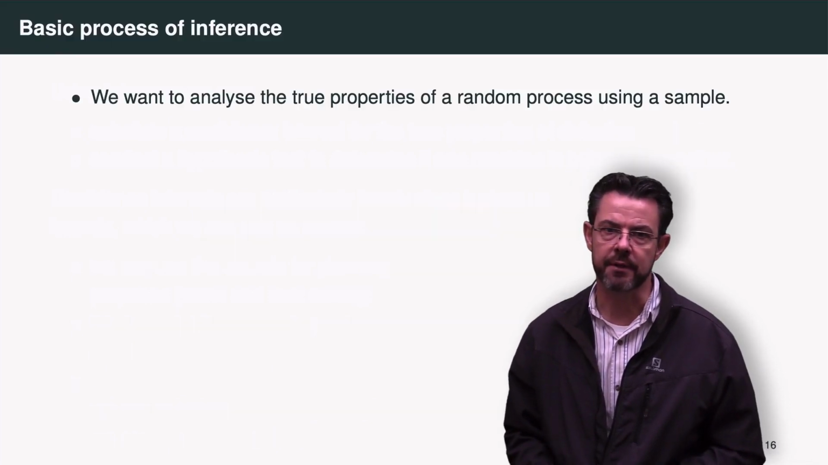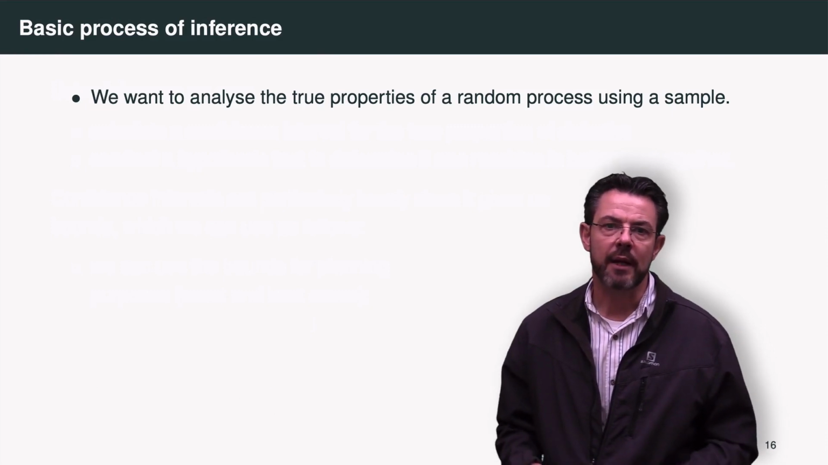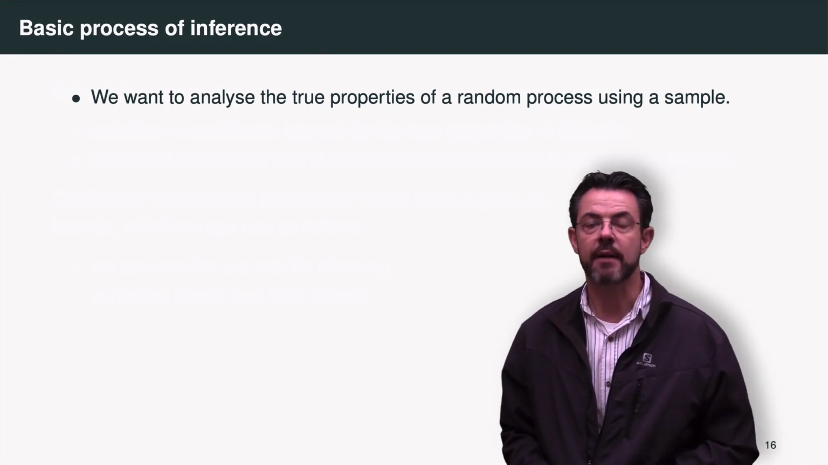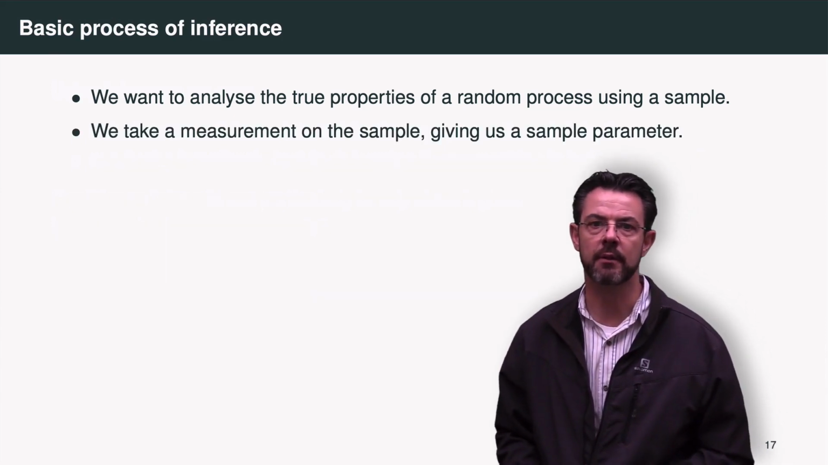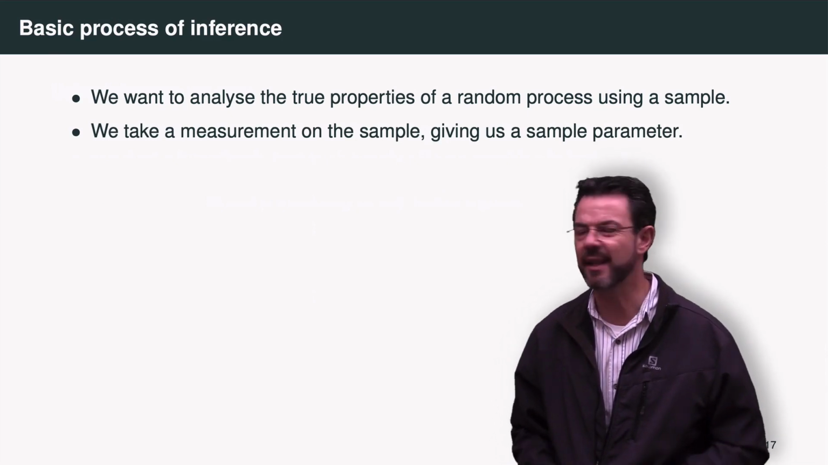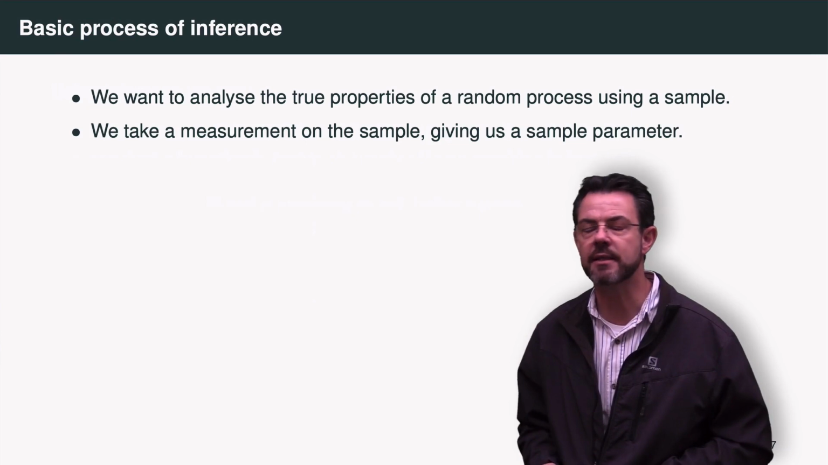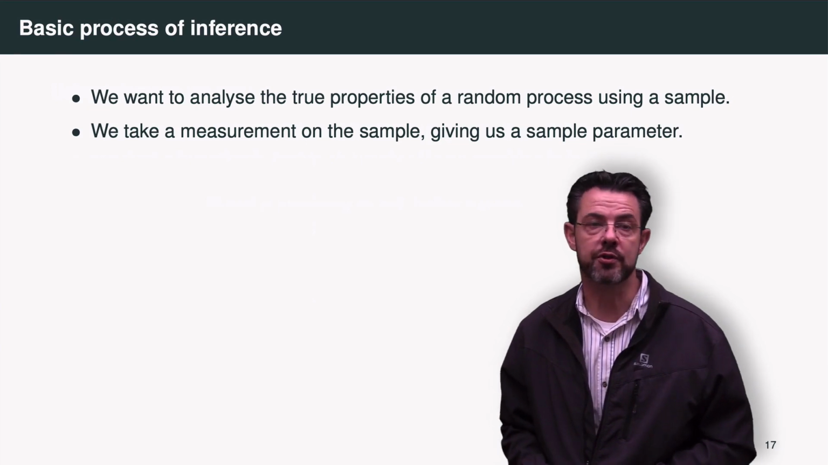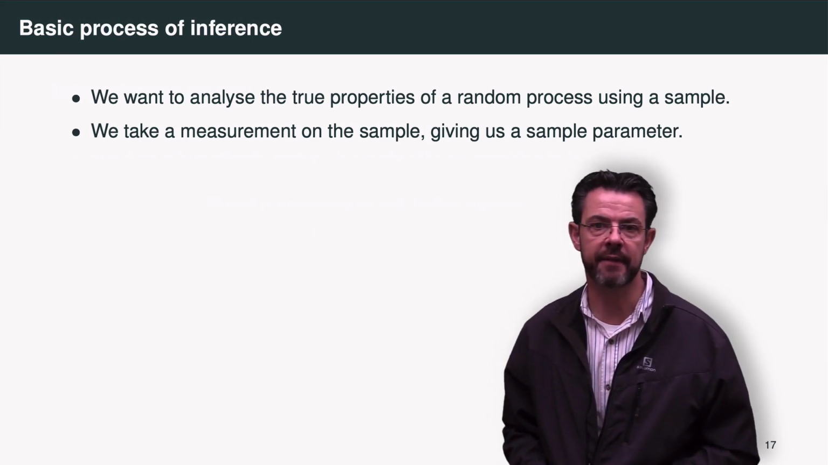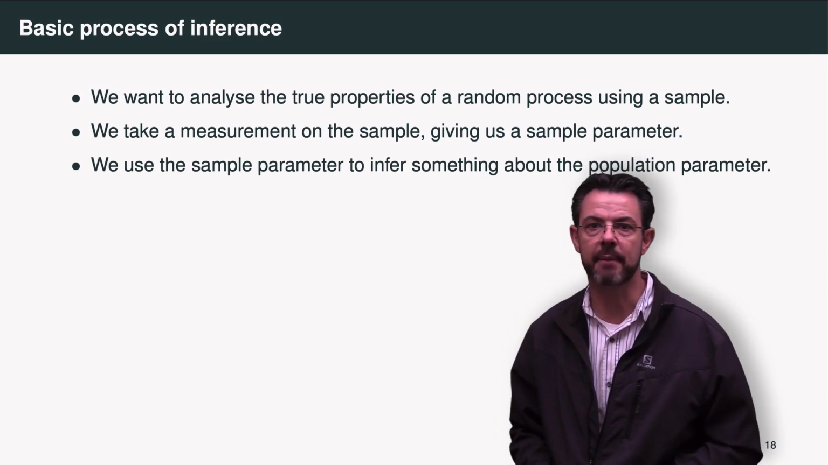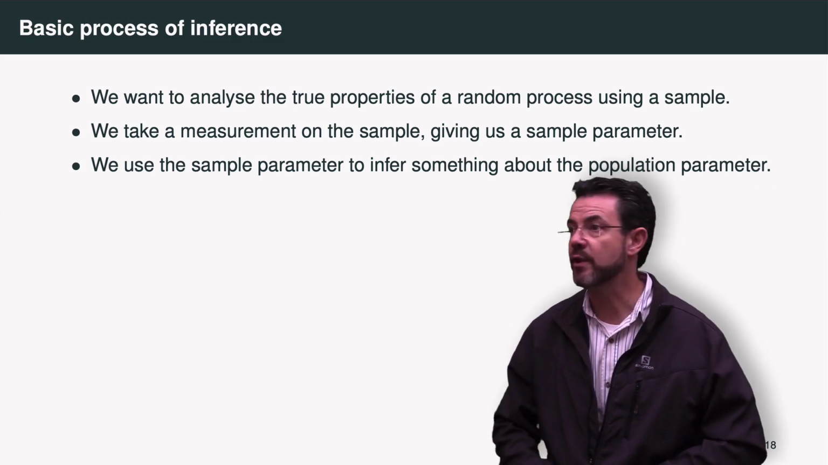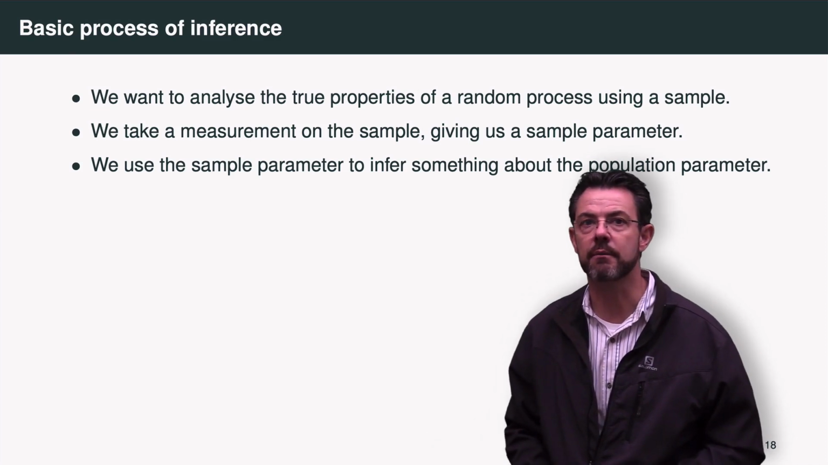The basic process of inference is that we want to analyze the properties of a random process, but we only have a sample to work from. So we take the measurement on the sample, and that gives us a sample parameter, and it can be any measurement. In our case, for this case study, it's going to be the proportion of holes or parts that are within specification. And then we use the sample parameter to infer something about the population parameter, the proportion of parts that are within specification for the entire history and the future of this machine.